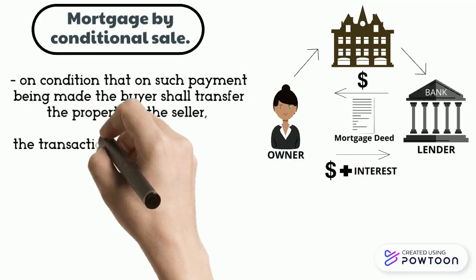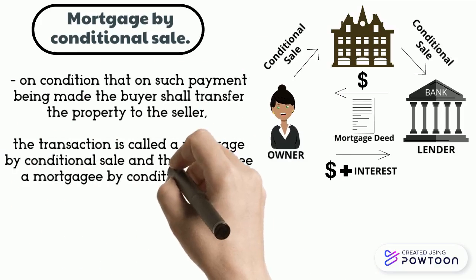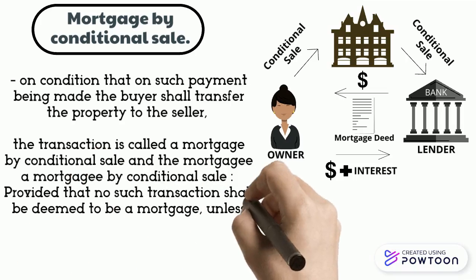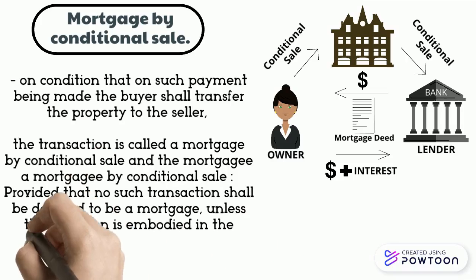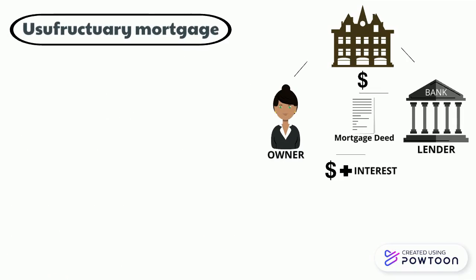The transaction is called mortgage by conditional sale and the mortgagee a mortgagee by conditional sale, provided that no such transaction shall be deemed to be a mortgage unless the condition is embodied in the document which effects or purports to effect the sale. Usufructuary mortgage.